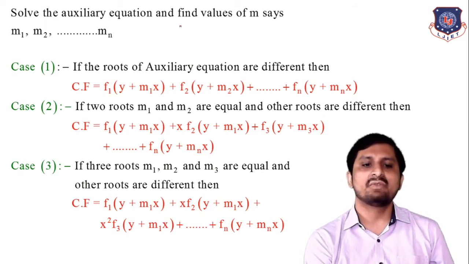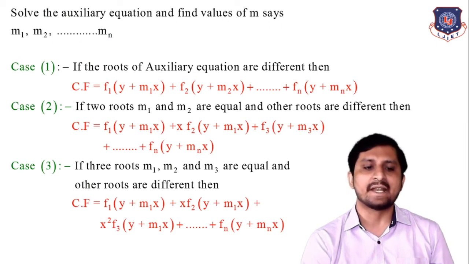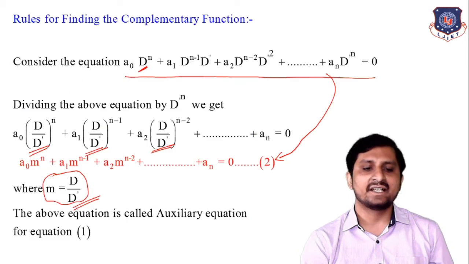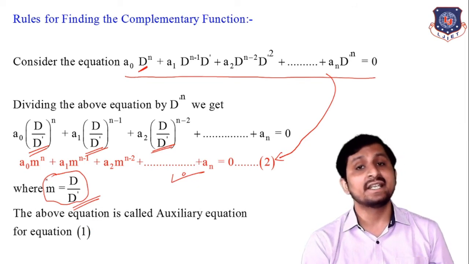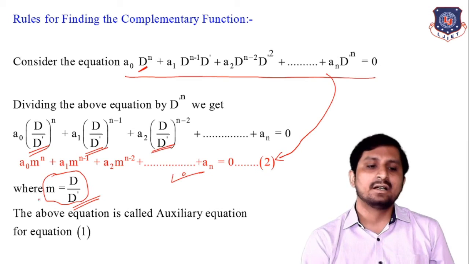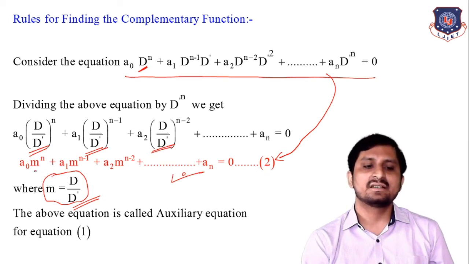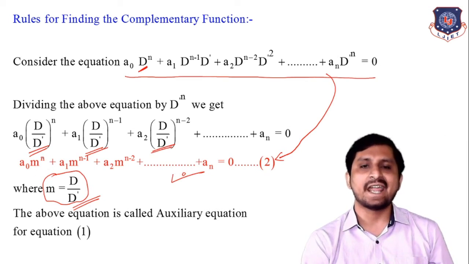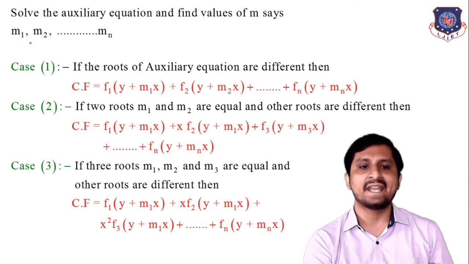Solve the auxiliary equation and find values of m, say m1, m2 up to mn. So the next target is to find all the roots of this auxiliary equation. We know that this is a polynomial in m, and because this equation has degree n, the number of roots is also n: m1, m2 up to mn.